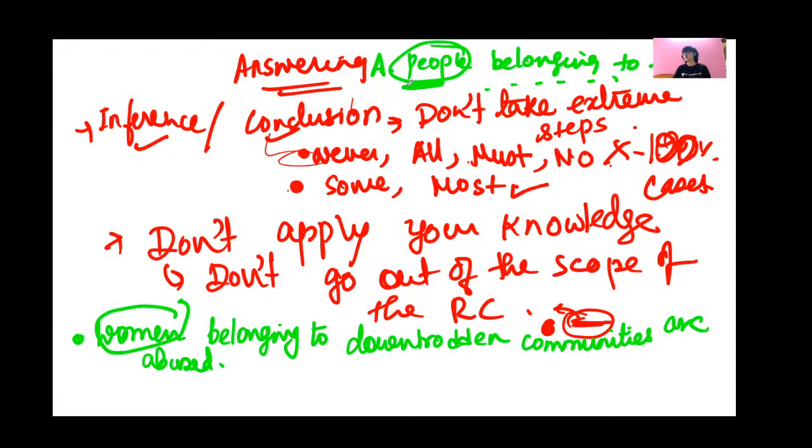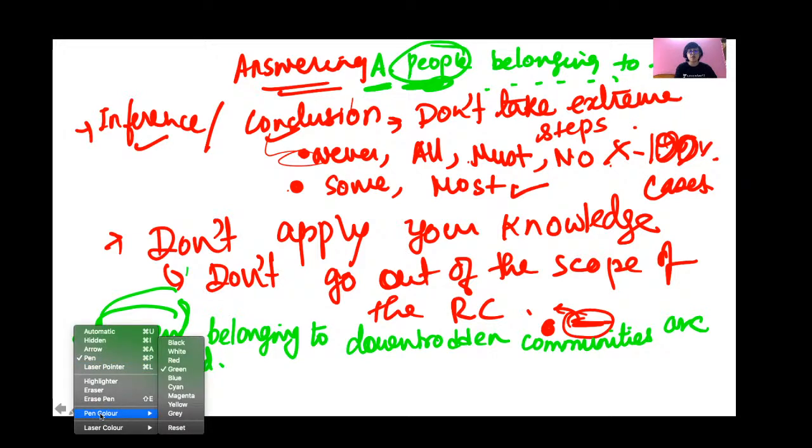So if you mark this option as your answer, you will get minus 0.25 in your exam. Why? Because here it is mentioned women and here it is mentioned people, and because of this one word, your answer becomes wrong. This is a very common mistake that happens in exams.